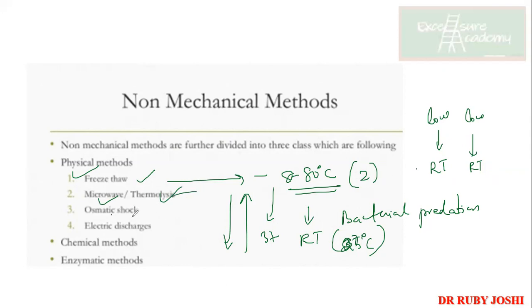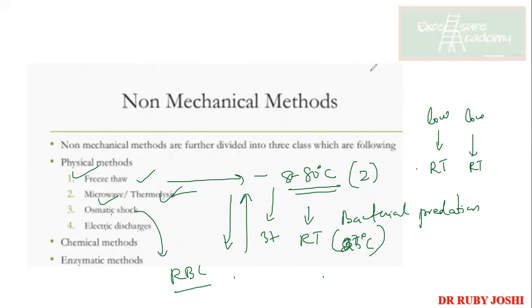Osmotic shock, yes, this you can do if you are working on cell membrane based studies, for example RBC. You can change the osmotic solutions, going from normal to hypertonic to hypotonic, and this will result in the cell membrane bursting. Electric discharges I also haven't used, but of course you can give electric impulses. Again, it is going to break the cell membrane and cell wall.